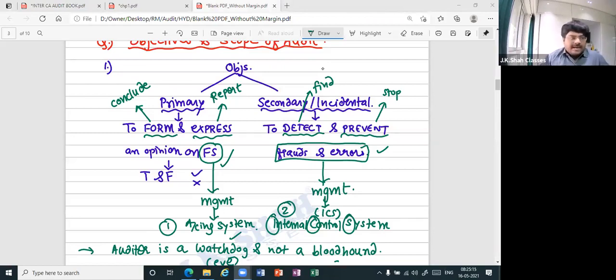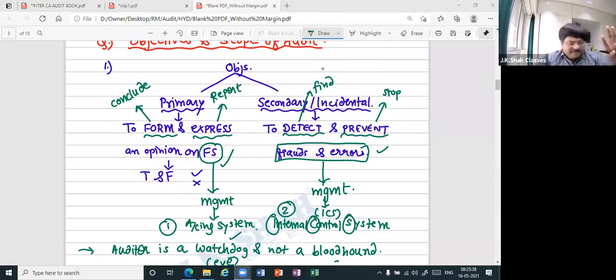Now, since management got very angry, they filed a case against the auditor, that the auditor was negligent. You understand? Negligent, careless. He did not do the audit properly, so he has given this wrong report. Can you tell me, will the auditor be proved guilty? Only if it is proved that he was negligent.